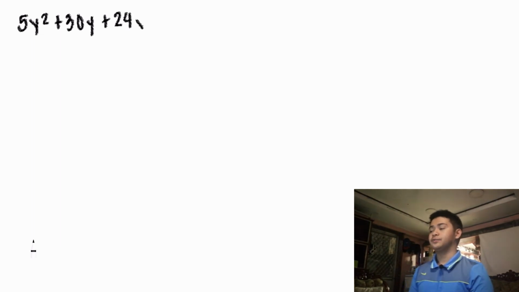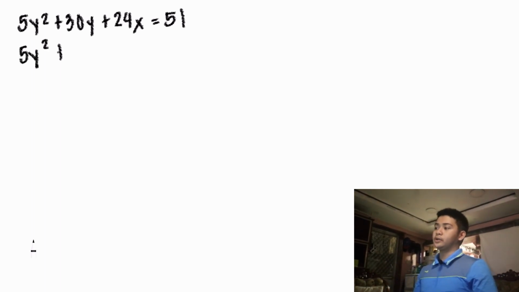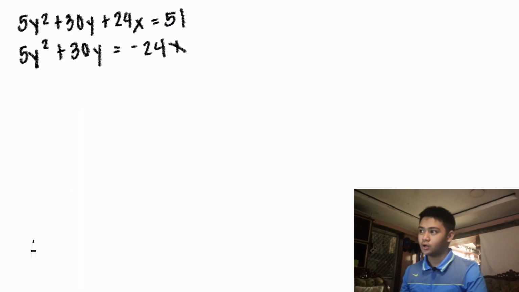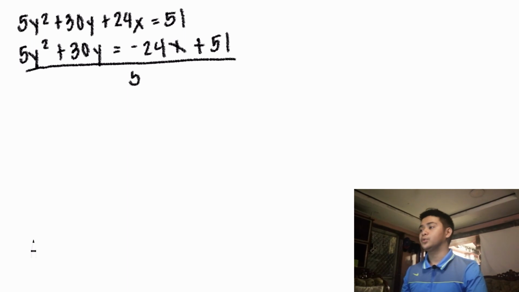The given equation is 5y squared plus 30y plus 24x equals 51. So let's rearrange it. 5y squared plus 30y equals negative 24x plus 51. The positive 24x will be transformed into negative when moved to the other side. Let's just arrange it here. Okay, let's divide everything by 5.